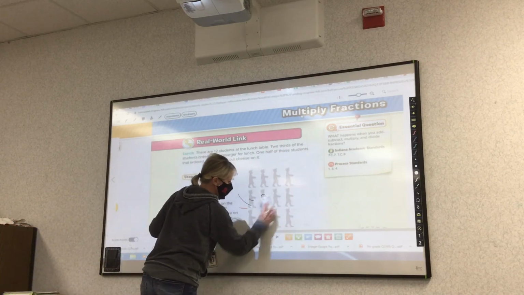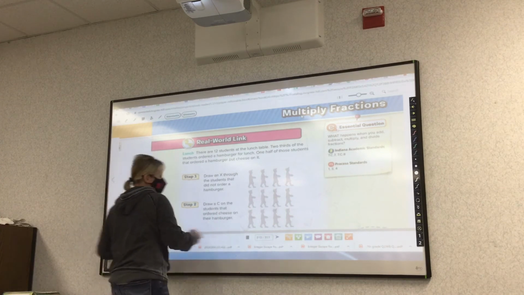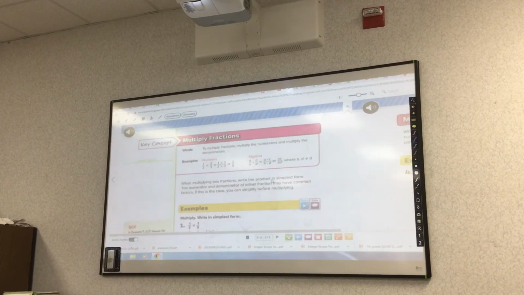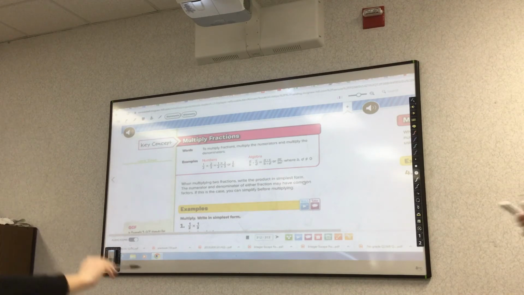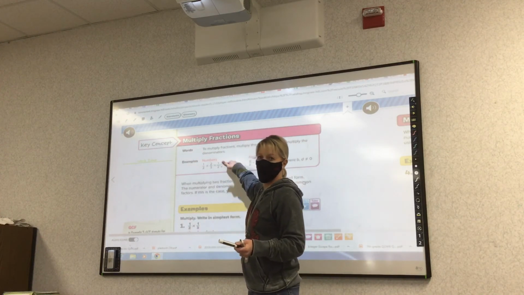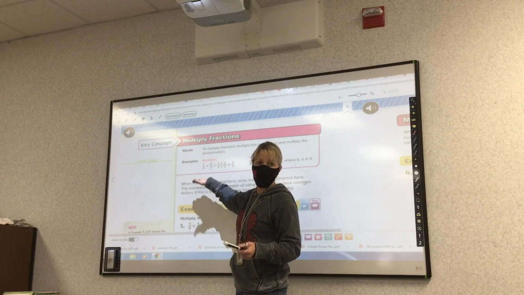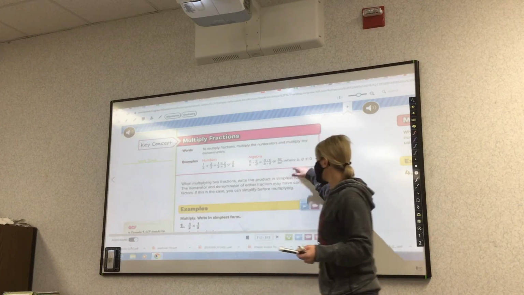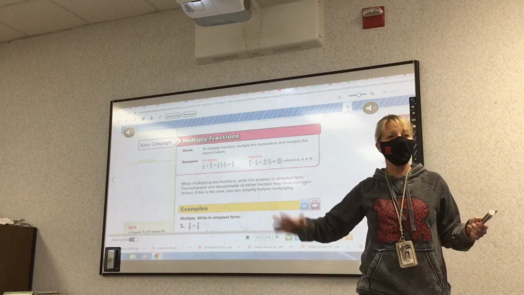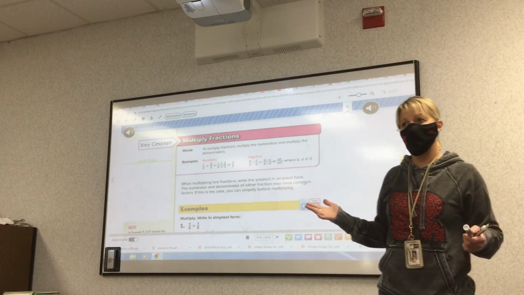But you have to find those clue words. So it says in words, to multiply fractions, multiply the numerators and multiply the denominators. So it's always numerator times numerator, then denominator times denominator. And it says where D does not equal 0, so you can never have 0 at the bottom.